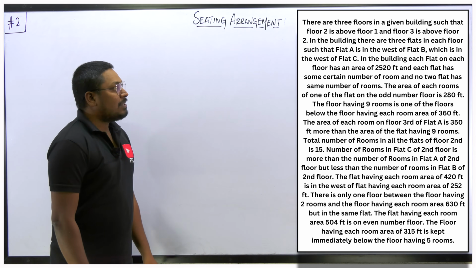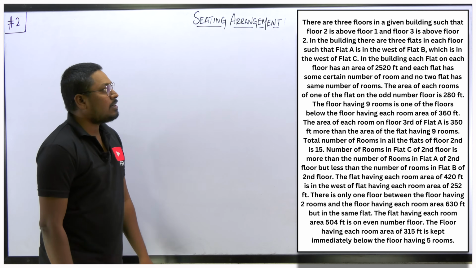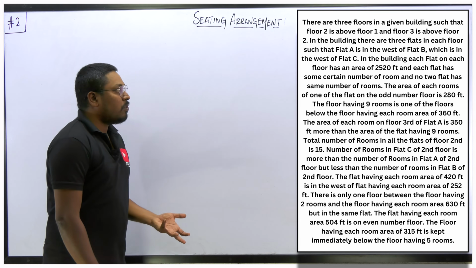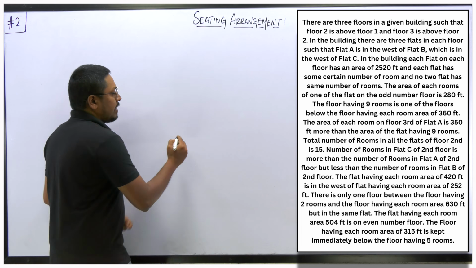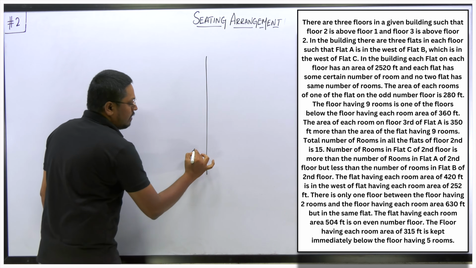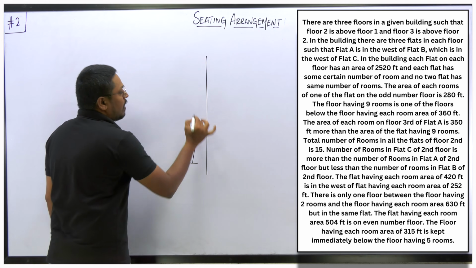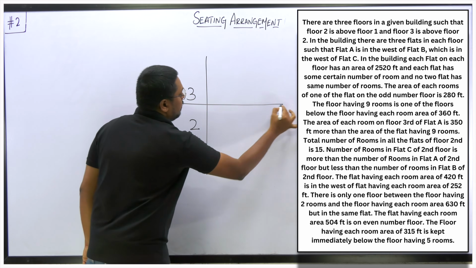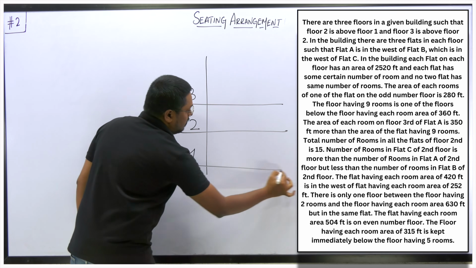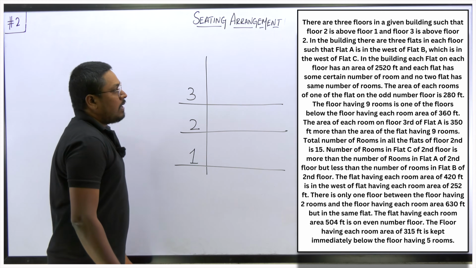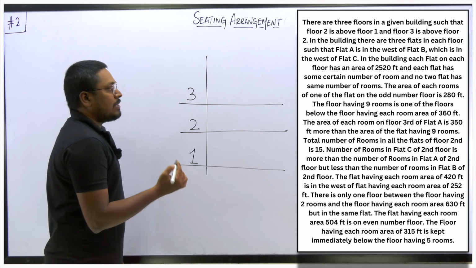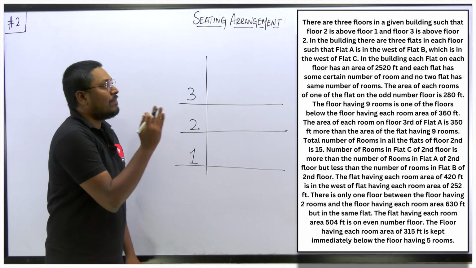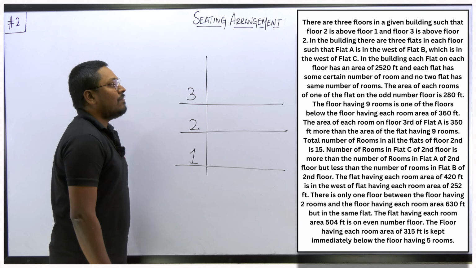There are 3 floors in a given building such that floor 2 is above floor 1 and floor 3 is above floor 2. So totally there are 3 floors: floor 1, floor 2 and floor 3. In the building there are 3 flats on each floor such that flat A is to the west of flat B, which is to the west of flat C.